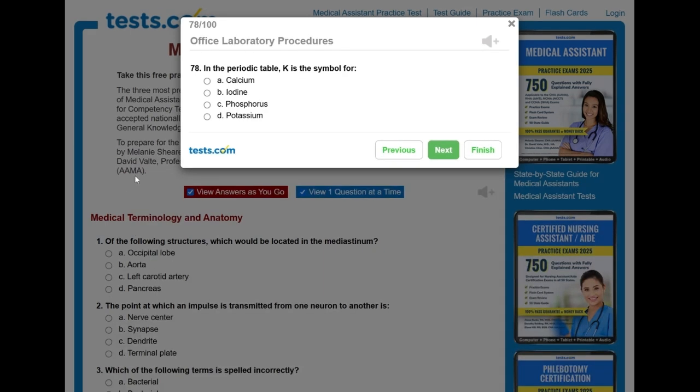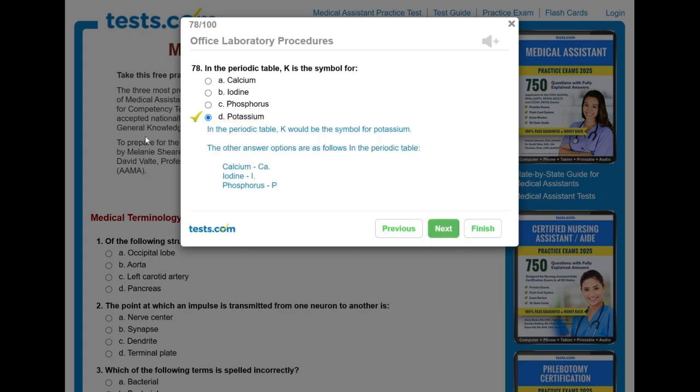Question 78. In the periodic table, K is the symbol for A. Calcium, B. Iodine, C. Phosphorus, D. Potassium. D. Potassium. In the periodic table, K would be the symbol for potassium. The other answer options are as follows in the periodic table: calcium, Ca, iodine, I, phosphorus, P.